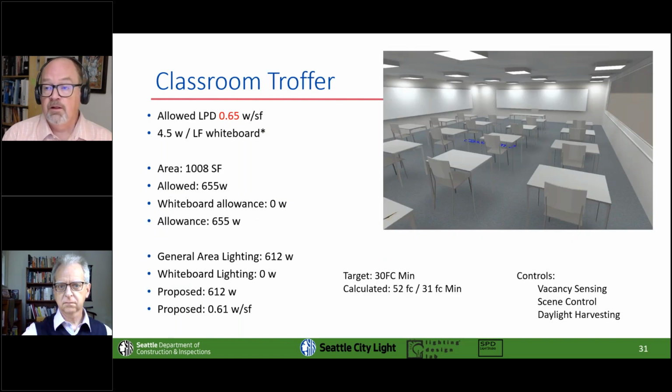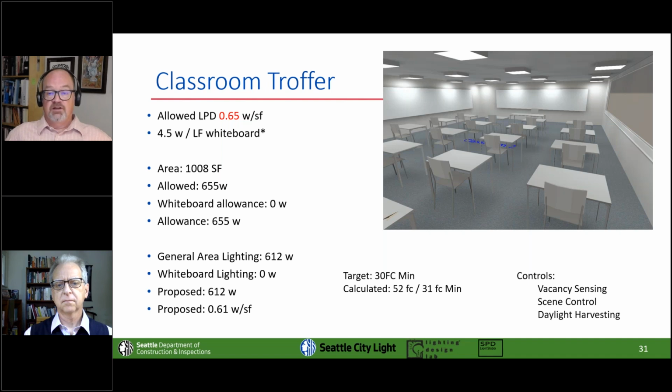Duane, next slide, please. Classrooms are also places that we frequently hear have been challenging. You have two things going on in classrooms. One, you have budgets. Two, you have the idea that we really want to go to the best possible outcomes for students and educators. Our allowance is 0.65 watts per square foot. As Duane mentioned, we have an additional allowance of 4.5 watts per lineal foot if we're lighting whiteboards. In this particular example, we haven't lighted the whiteboard. Why? Because it's more expensive. So we've just got general area illumination here.